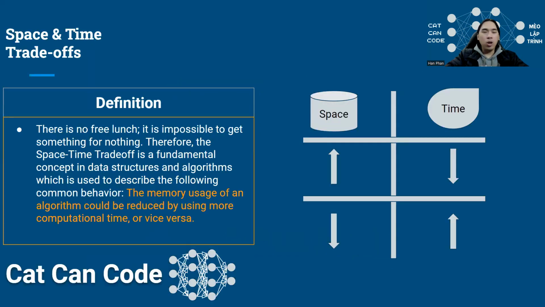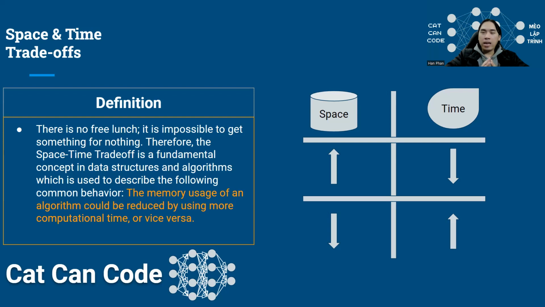Let's look at the definition first. Because there is no free lunch, it is impossible to get something for nothing. Therefore, the space-time trade-off is a fundamental concept in data structure and algorithms, which is used to describe the following common behavior. The memory usage of an algorithm could be reduced by using more computational time, or vice versa.